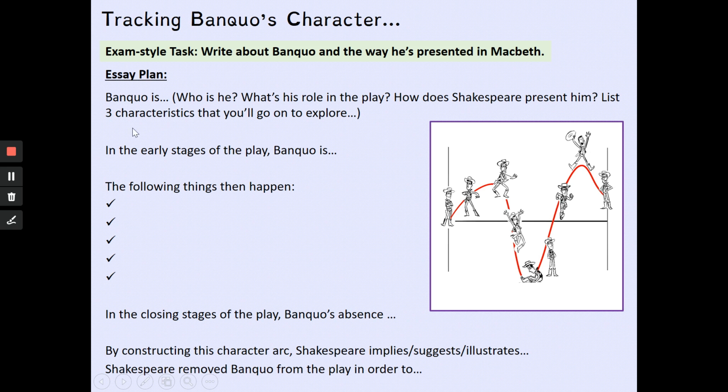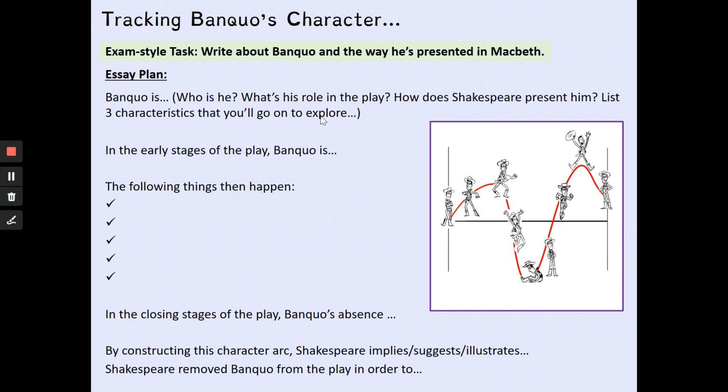So in terms of the plan, we're going to start off by just describing who Banquo is and then answering these questions. We might finish our introduction by just saying 3 characteristics that describe Banquo that you're going to go on to explore. So you might say Banquo is moral, he's a symbol of good, and he is protective of his son who might go on to be king.